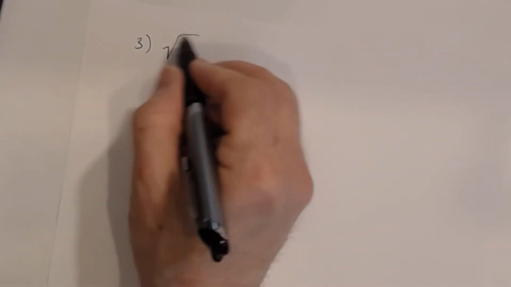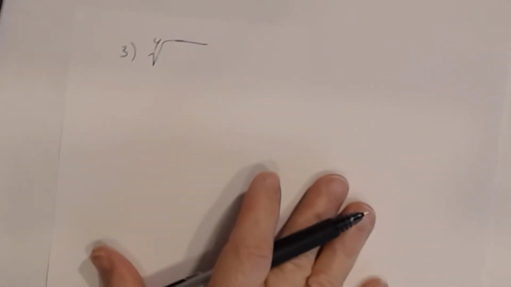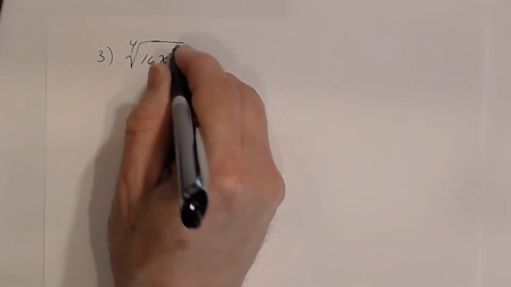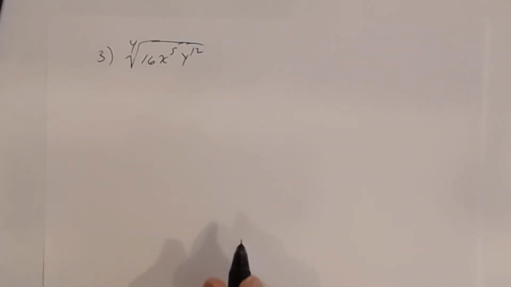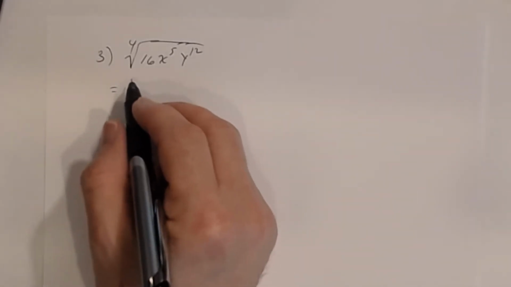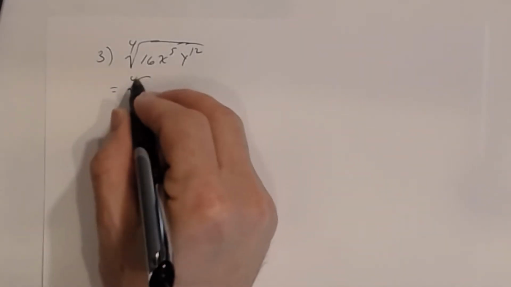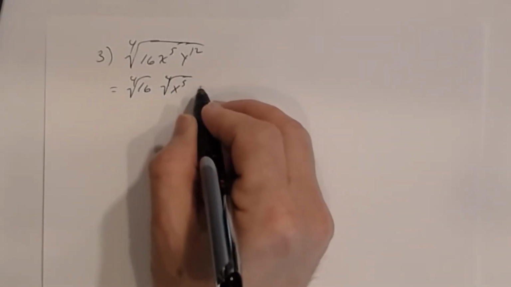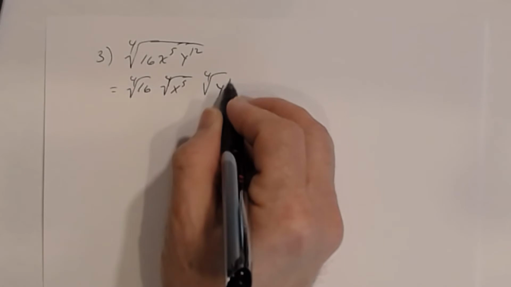We have the fourth root of 16 x to the 5th, y to the 12th. The fourth root of 16 x to the 5th, y to the 12th. So let's go ahead and rewrite this using the product property. So it'll be the fourth root of 16 times the fourth root of x to the 5th times the fourth root of y to the 12th.